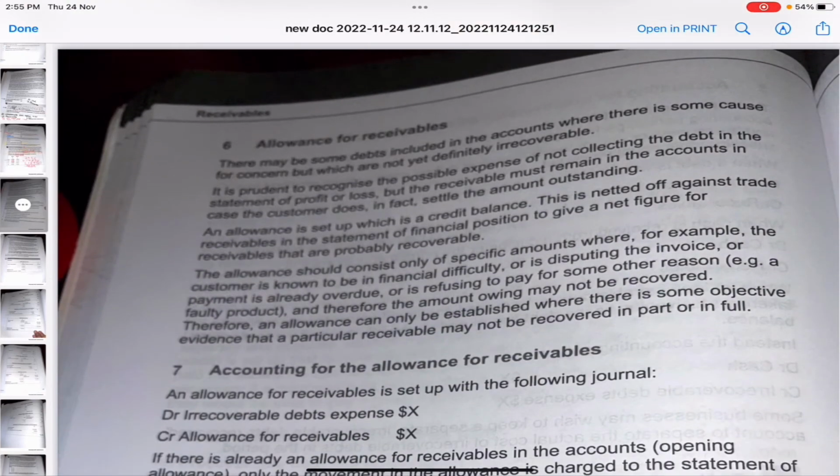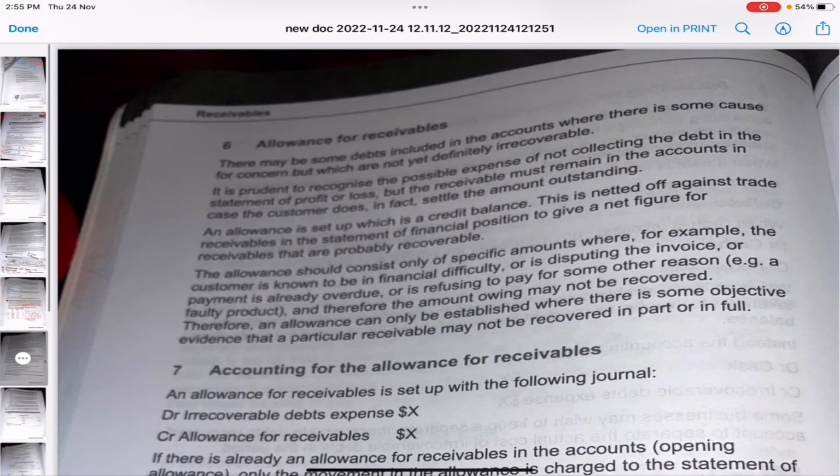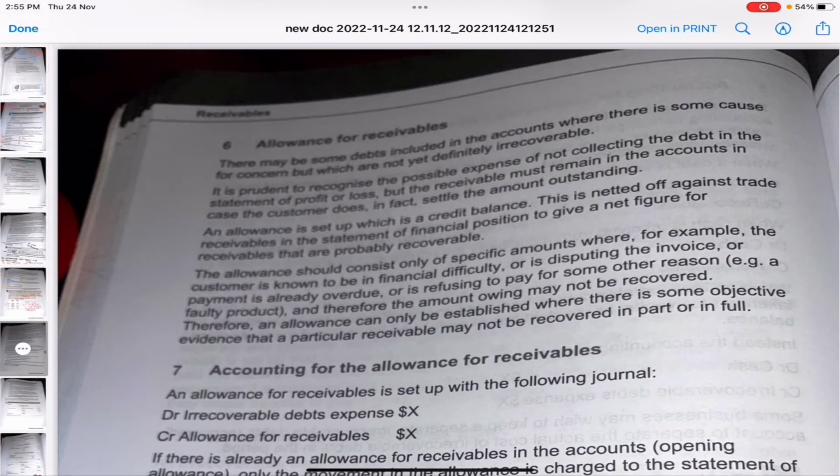Okay. So now let's come to allowance for receivables. So we all know what allowance is. I have explained it in the starting of the video. So there may be some debts included in the accounts where there is some cause of concern but are not yet definitely irrecoverable. So this is something when we are assuming that it will be recovered. It might be recovered. It's not a 100% irrecoverable debt case. So in such situations, we open an allowance account.